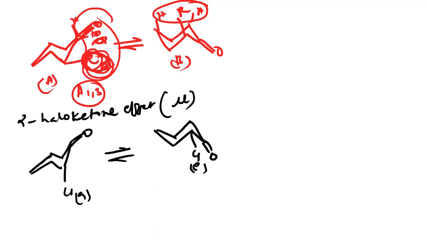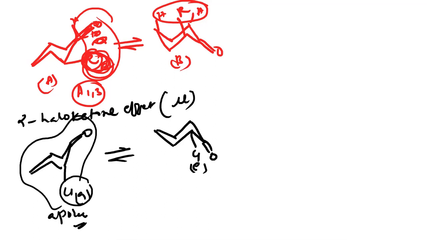solvents. Solvent effect, right? Here in apolar solvent, the axial chlorine, that means the axially halo-substituted cyclohexanone chair conformation, is more stable than the equatorially substituted cyclohexanone.